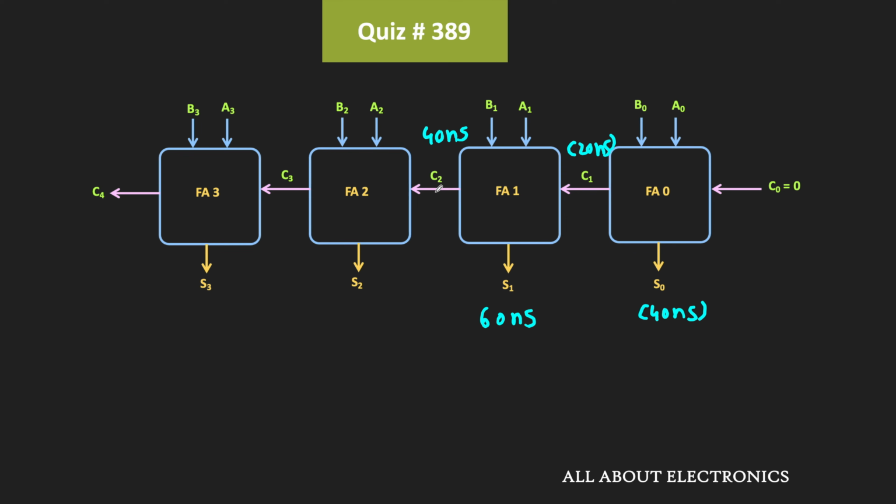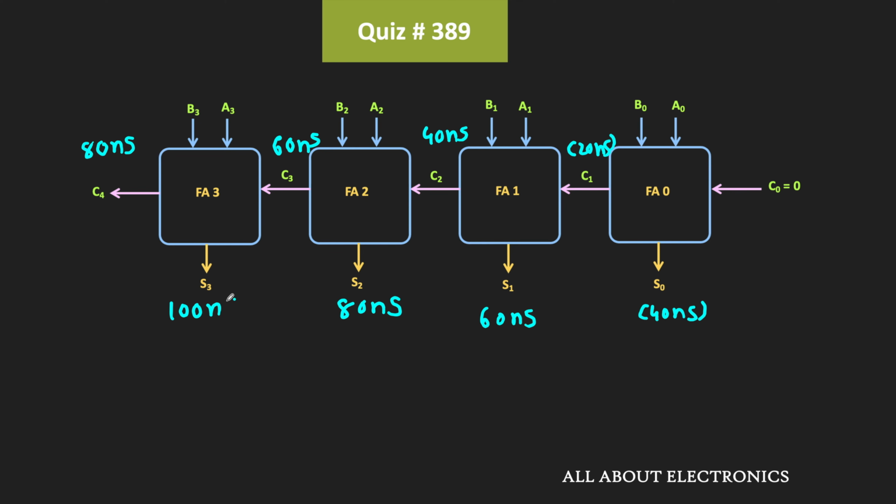Now as soon as this C2 is available, this C3 will get generated after 20 more nanoseconds. That means it will be available at 60 nanoseconds, while this S2 will be available at 40 plus 40 nanoseconds, that is equal to 80 nanoseconds. Now as soon as this C3 is available, this C4 will be available after 20 more nanoseconds, that is equal to 80 nanoseconds. And likewise, this S3 will be available after 60 plus 40 nanoseconds, that is equal to 100 nanoseconds.